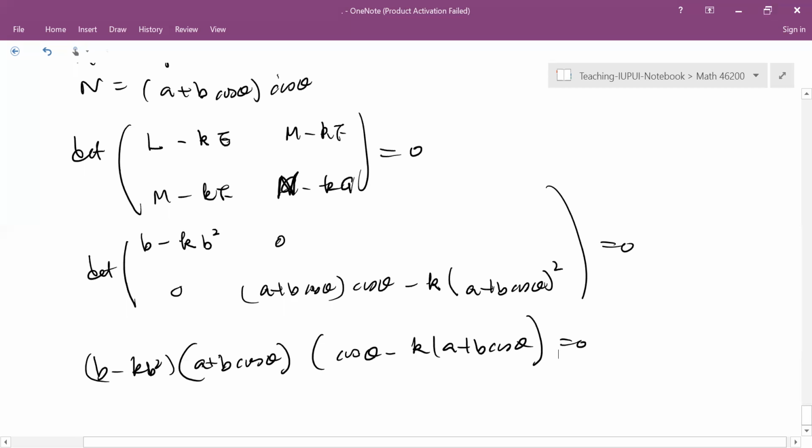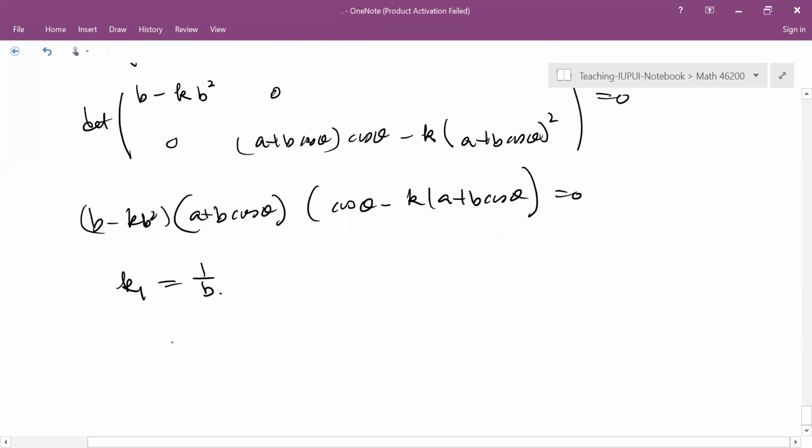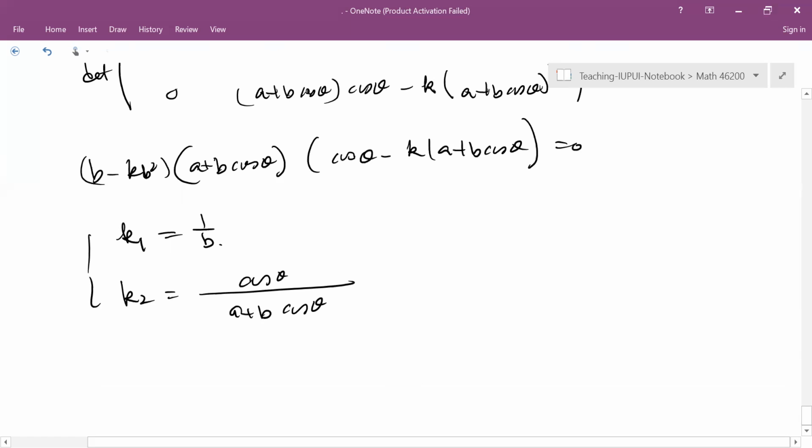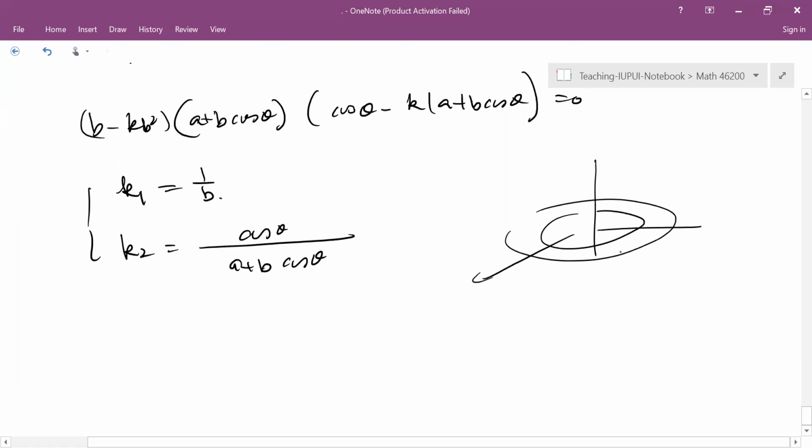All right. So what I get is that K1 is going to be 1 over B, right? And K2 is going to be cosine theta over A plus B cosine theta. All right, theta is, yeah, let's go back to this picture again. All right, what is my angle theta? Okay, angle theta is this one.